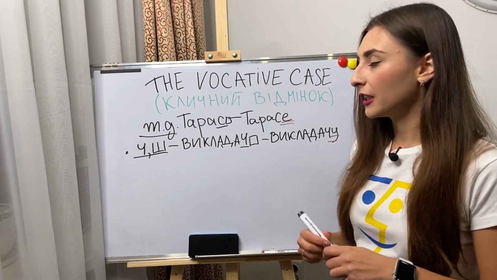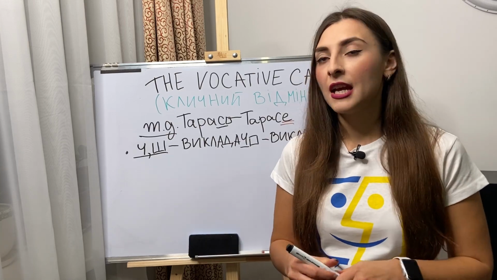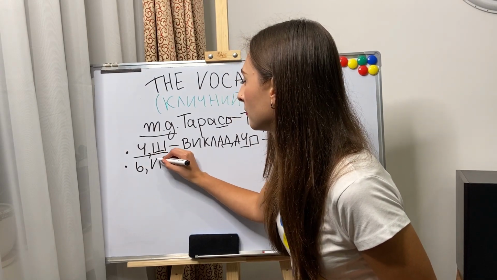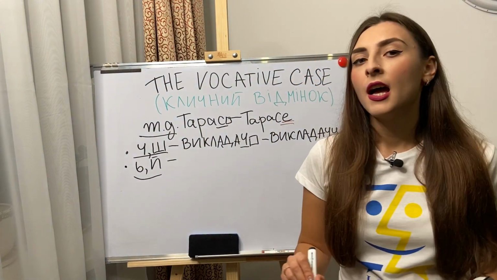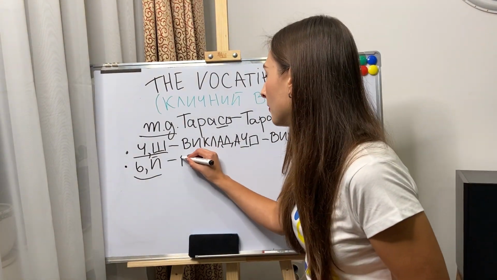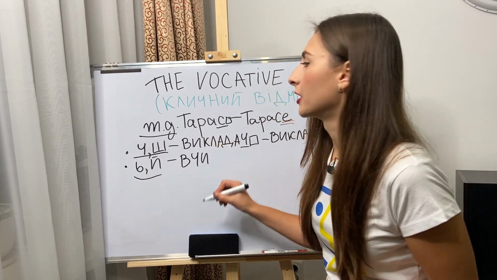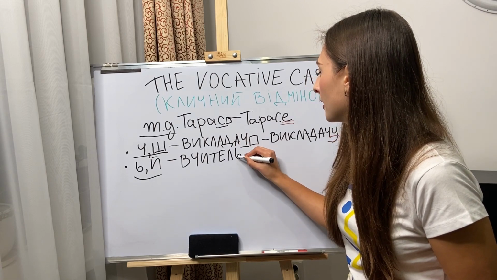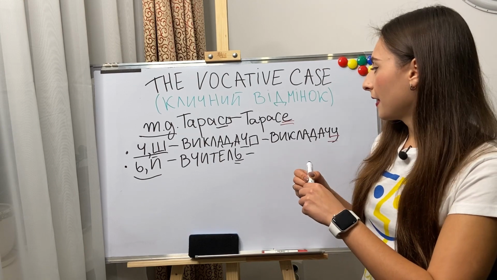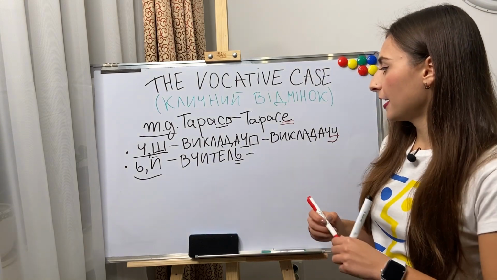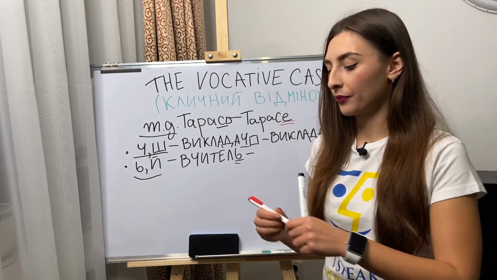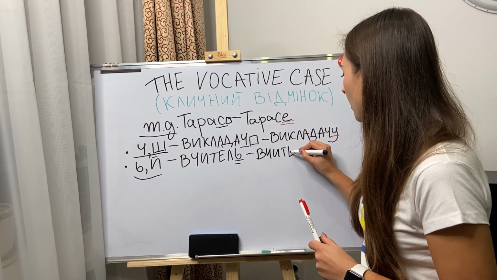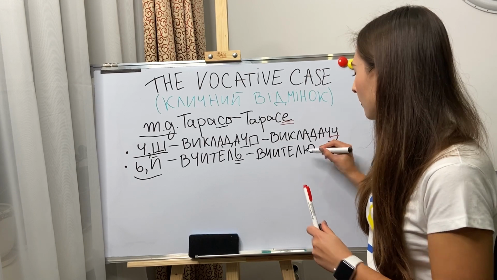And the last rule that you need to know, also we have masculine gender nouns that end in soft sign or in йот. So for example, вчитель. Вчитель, it means a teacher or a tutor. So it ends in soft sign. So in the vocative case, we have to change soft sign into U. So it will be вчителю.